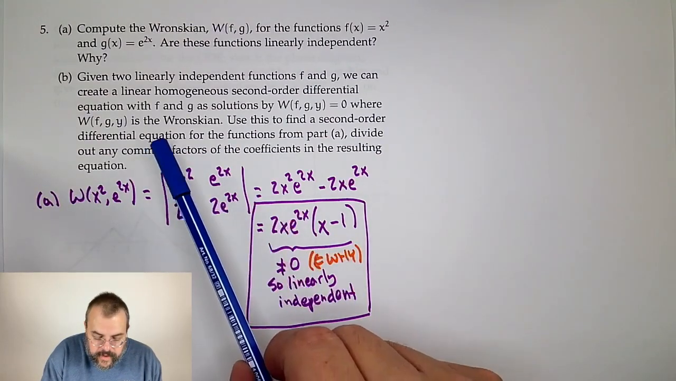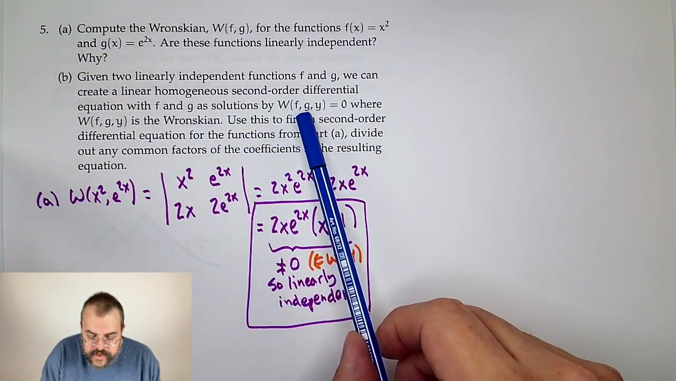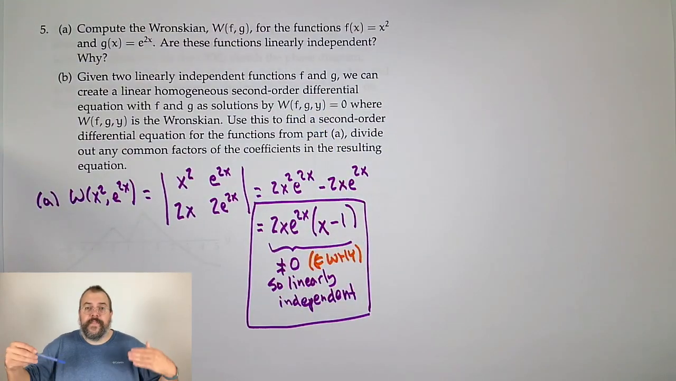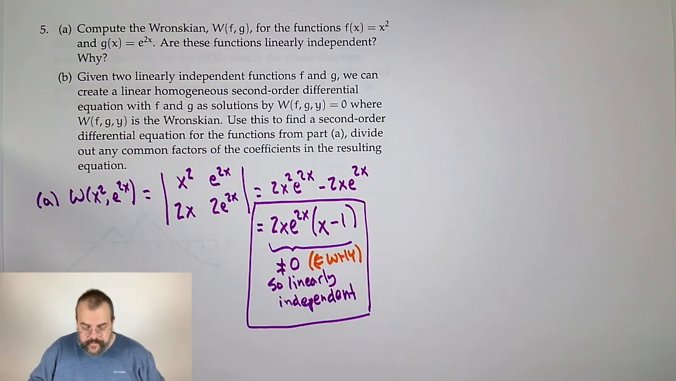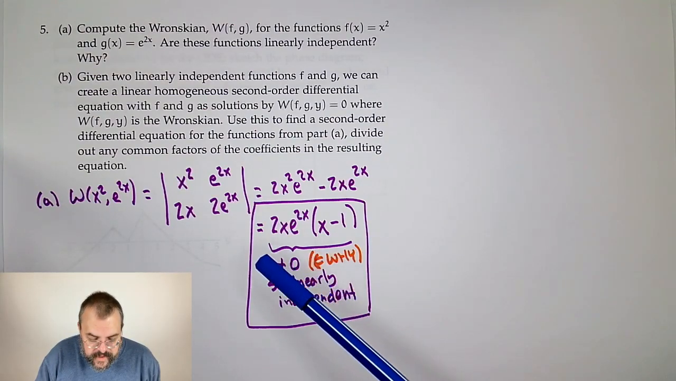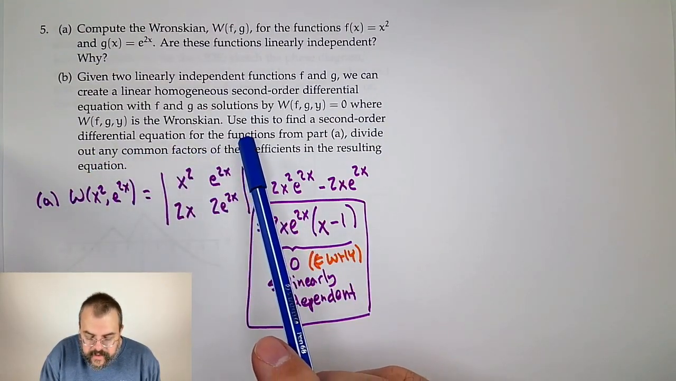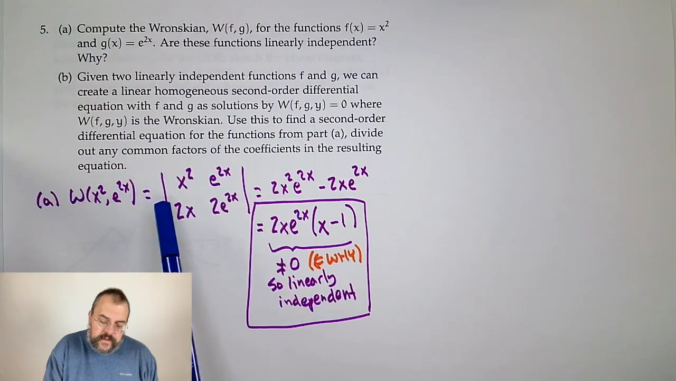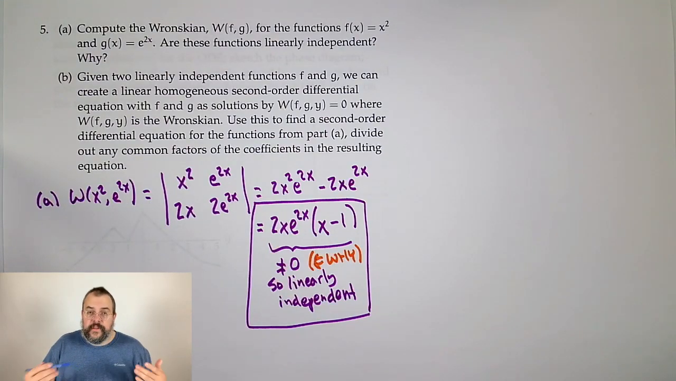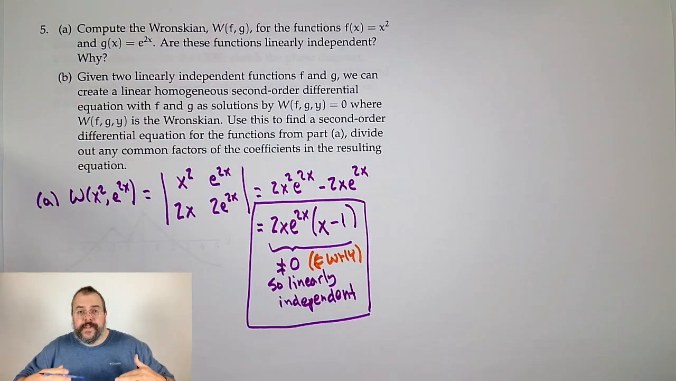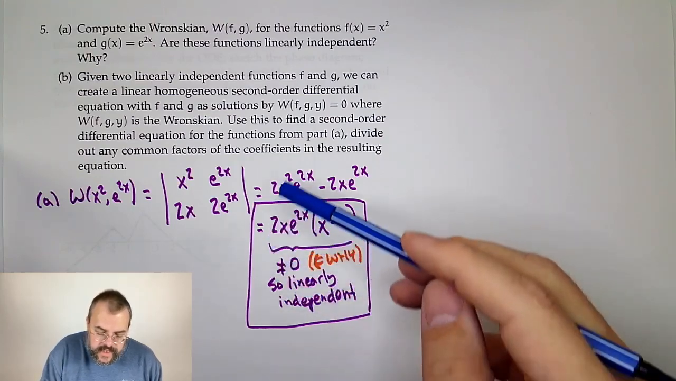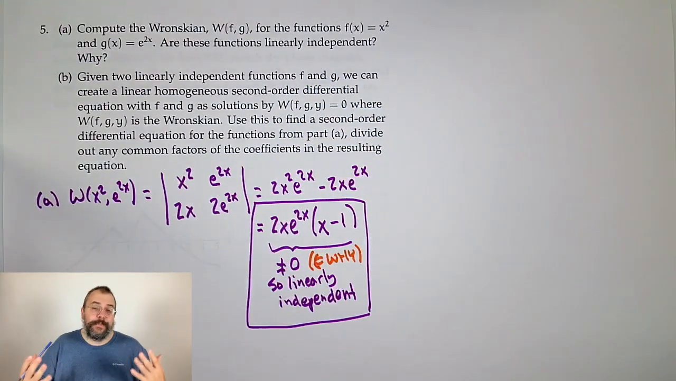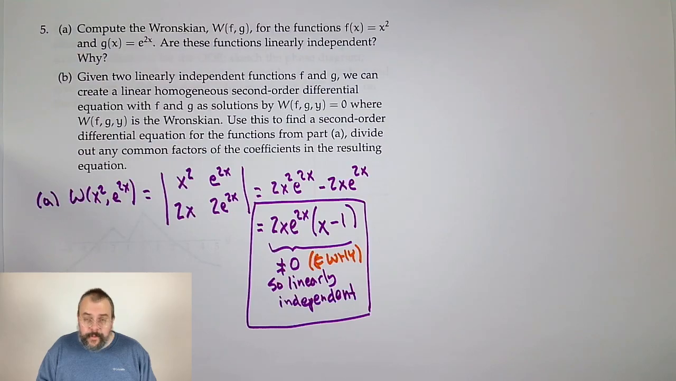And how do you do it? Well, you can do a Wronskian of f, g, and y. We're thinking of it as a differential equation in y, so you have y, y prime, y double prime. So, use this to find a second-order differential equation for the functions from part A, and divide out any common factors of the coefficients in the resulting equation. In other words, make it look nice. It's a large wall of text, but then you realize it's just saying compute a Wronskian of 3 things. That's really what part B boils down to. So we'll compute the Wronskian of those 3 things.